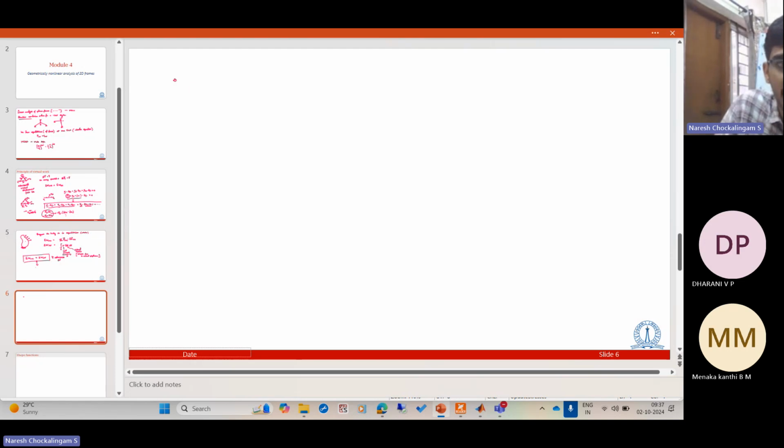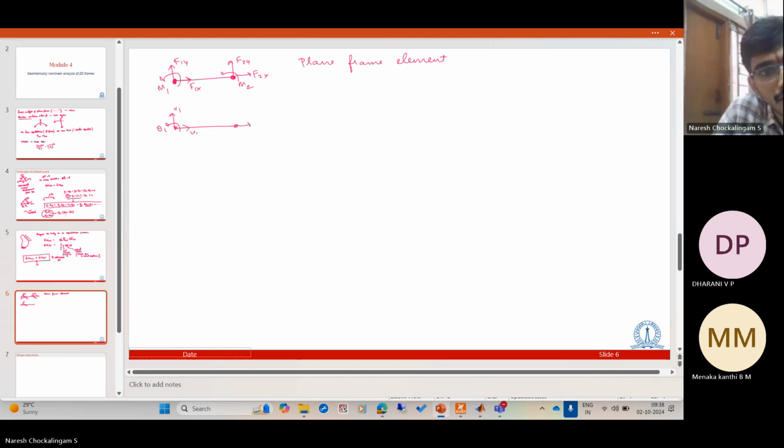Instead, let us say we have a frame element. That's the objective of today's session, right? So we have a plane frame element, and it has got all its degrees of freedom. So it has got F1x, F1y, M1, F2y, F2x, M2, and corresponding kinematic degrees of freedom are like this. So it has got U1, V1, theta 1, U2, V2, theta 2.